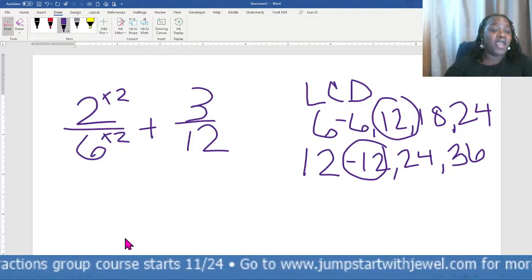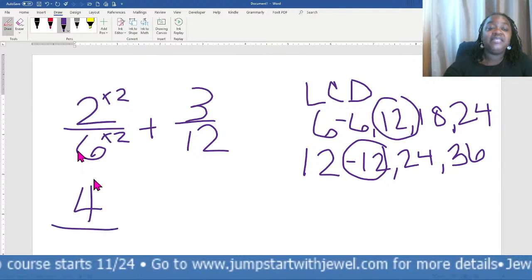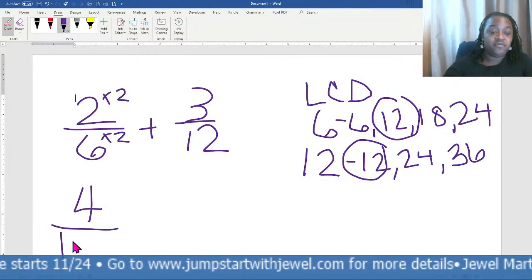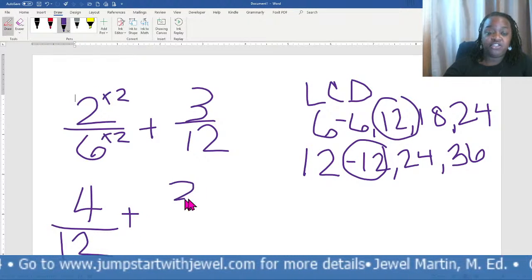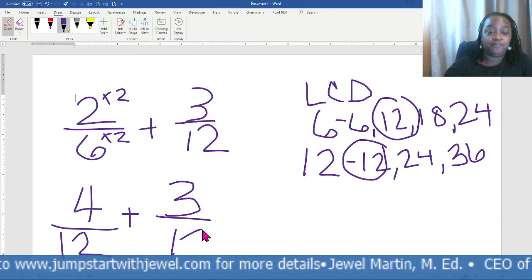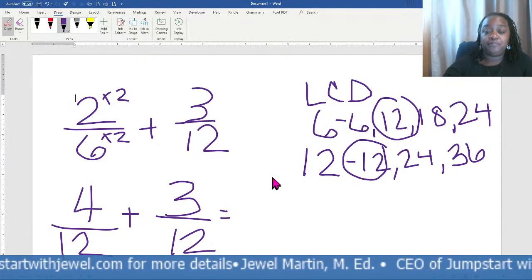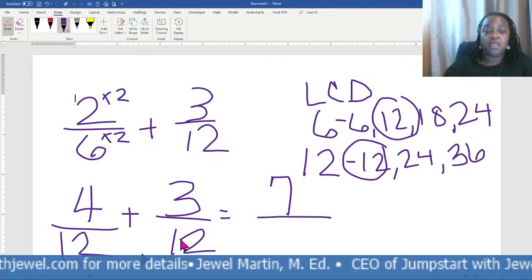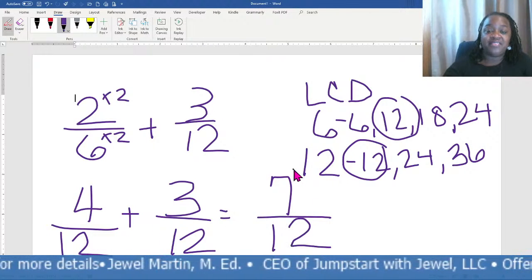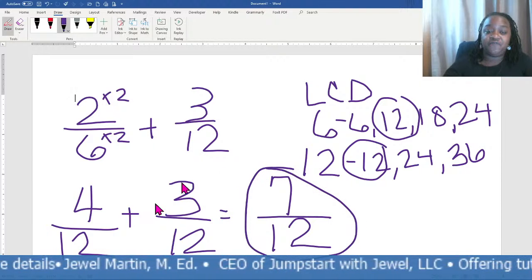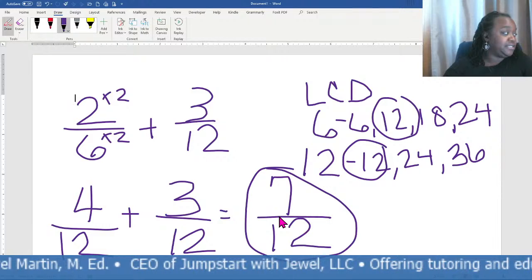So let's rewrite our fraction. 2 times 2 is 4. 6 times 2 is 12. And then you're going to add that. We're just going to bring down 3/12. 4 plus 3, 7. And 12 is the denominator. And that is the answer for that. So 2/6 plus 3/12 is equal to 7/12.